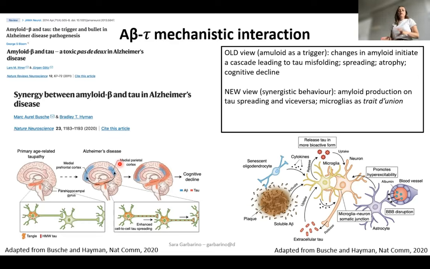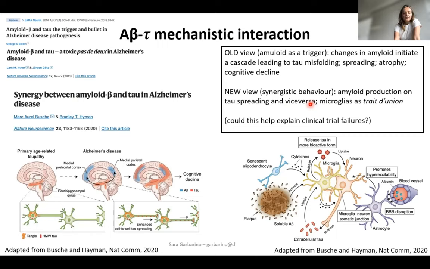There's the old view which viewed amyloid, sorry for the typo, as merely a trigger, leading a pathological cascade that will eventually lead to tau misfolding, spreading, atrophy, cognitive decline. And then there is this kind of new view in which we believe that they may have synergistic behavior. They might enforce each other's spreading and production. And I think this review here from 2020 is very interesting. They discuss many of these possible different mechanisms. They also investigate the possible role of microglia as a connection point, a trade union between amyloid and tau.